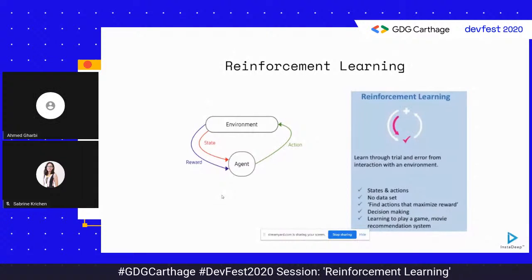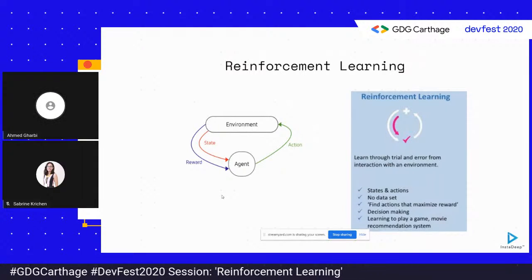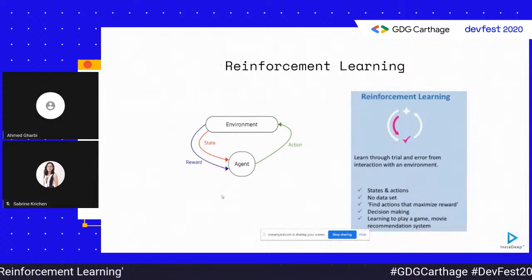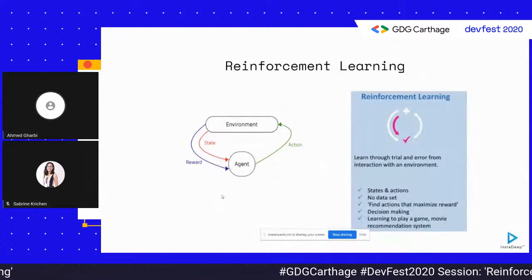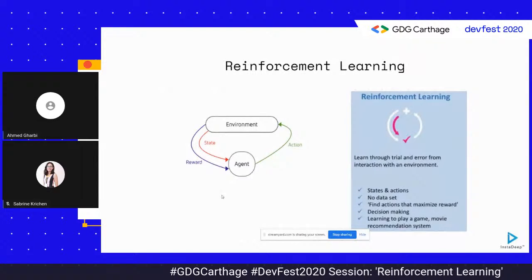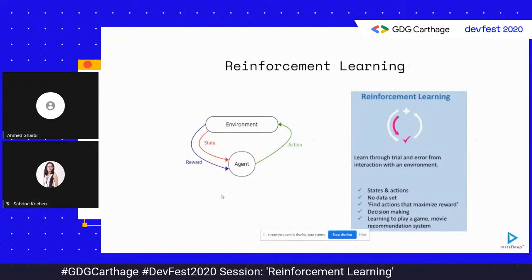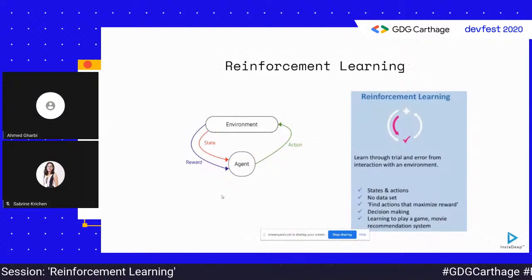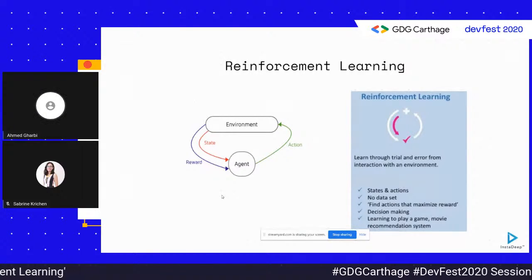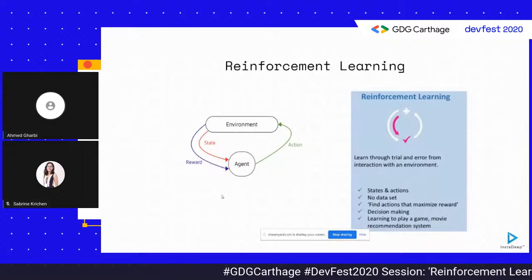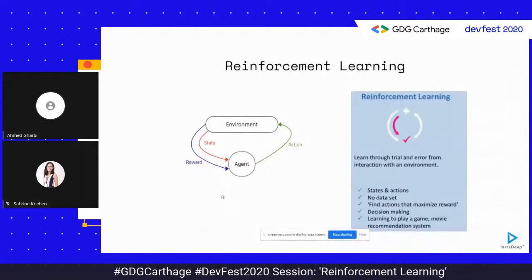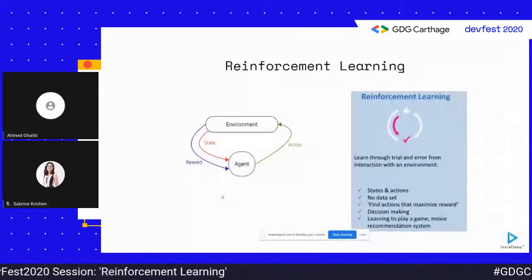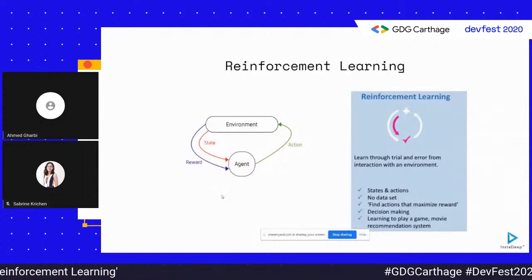And every time the robot takes an action, the environment gives back to the agent a state. So a state is basically a description of the environment. In our example, a state can be the coordinates of the robot inside the maze. And in addition to the state, the environment gives back to the agent a reward. A reward is a signal that tells the agent if the actions that were taken are good or bad.